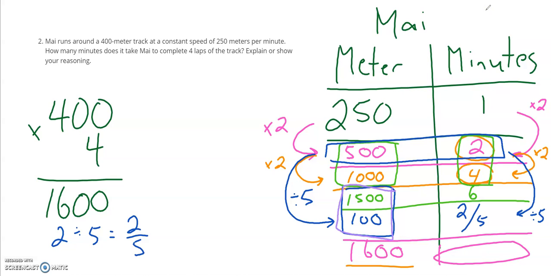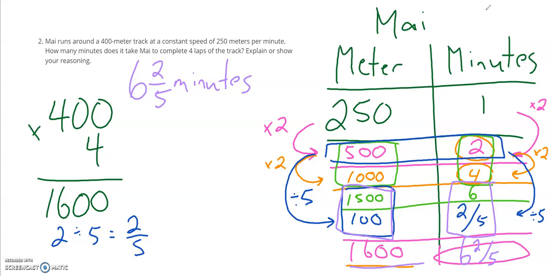which means in 1600 meters, which is down here, it will take Mai 6 minutes and 2/5 of a minute. So we could write 6 2/5 minutes. Or we could find out what 2/5 of 60 is in order to get the seconds.